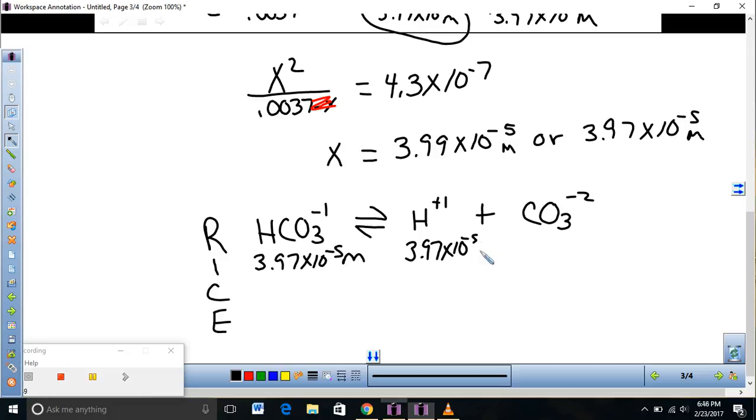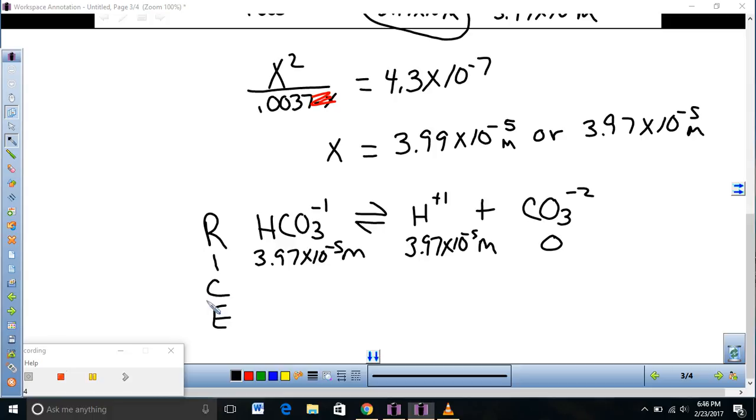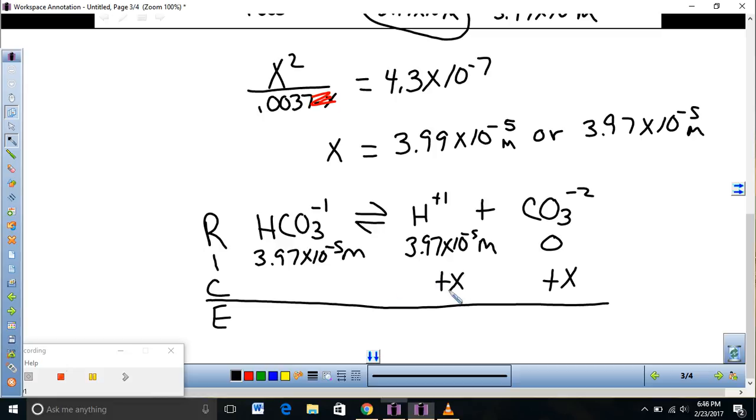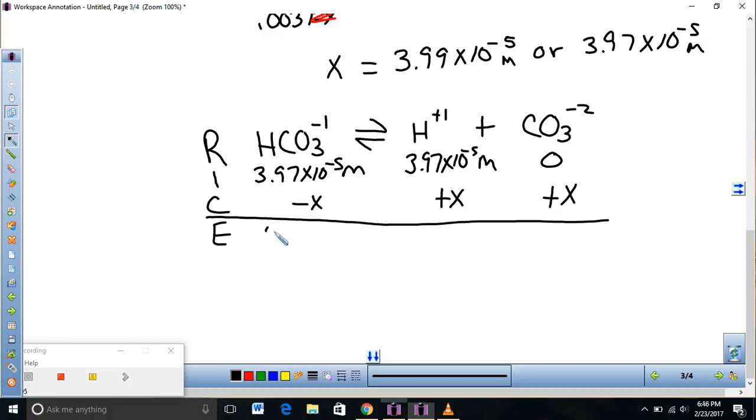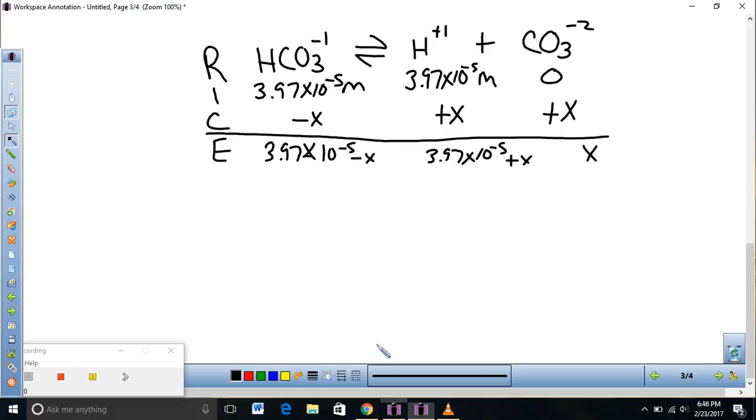And nowhere up there did it mention the carbonate, so it's starting out at 0, which is good because if it starts out at 0, we know where we need to add the x to. So we're going to add the x here, we're going to add the x here, and we're going to subtract the x there. So we get 3.97 times 10 to the negative fifth minus x, and then 3.97 times 10 to the negative fifth plus x, and then we got 0 plus x. It's getting really pretty now.